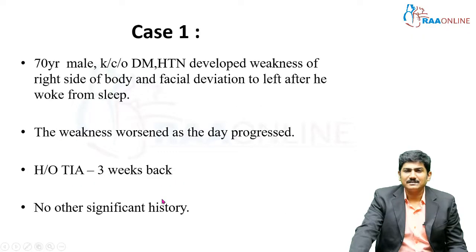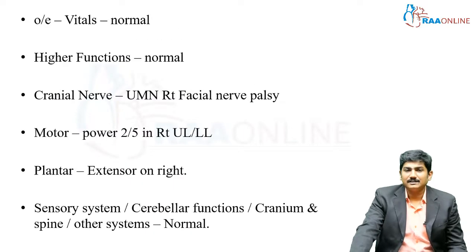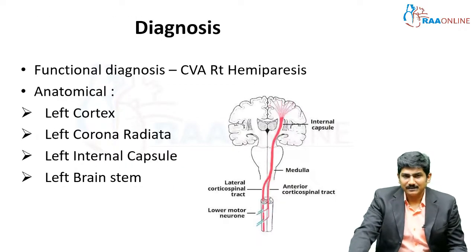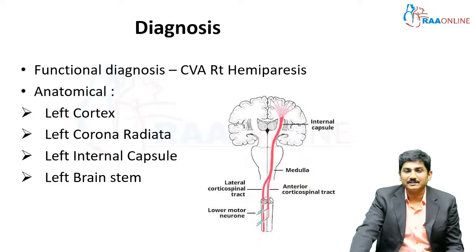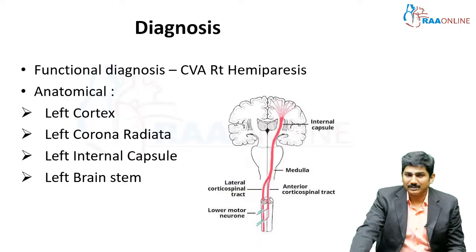So here we have a 70 year old gentleman who had right-sided weakness and came to us, right? How are we going to approach this patient? The functional diagnosis is cerebrovascular accident with right hemiparesis. Hope everyone agrees with me. Now we are going to place anatomically where this stroke comes from. Either it should be in the cortex, corona radiata, internal capsule, or the brainstem, right?